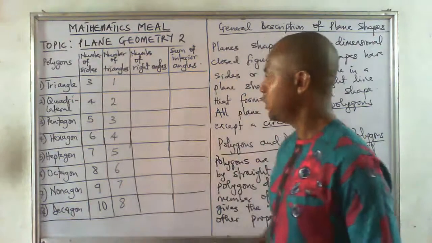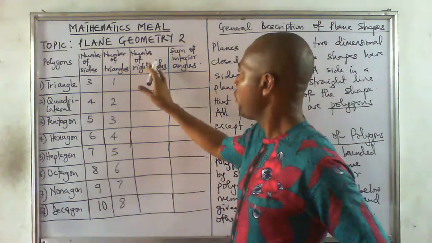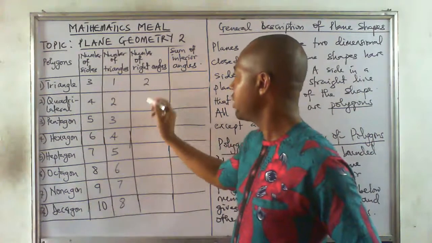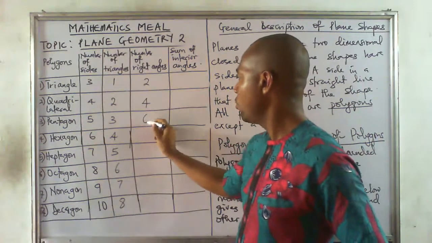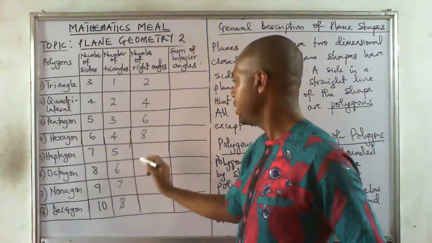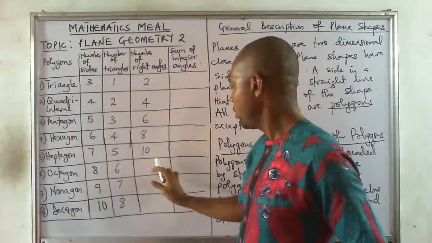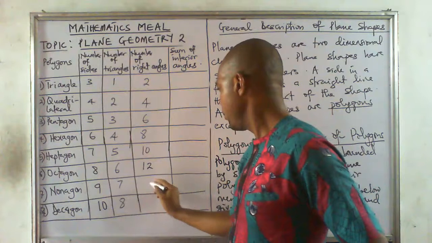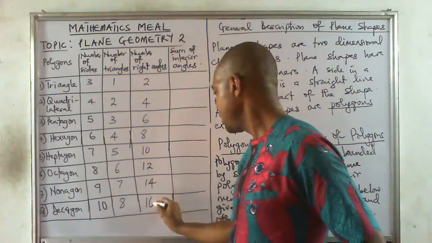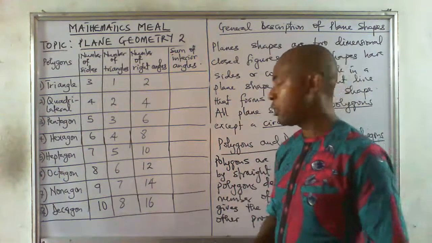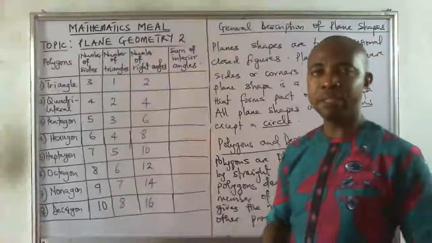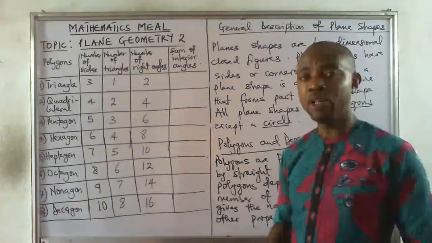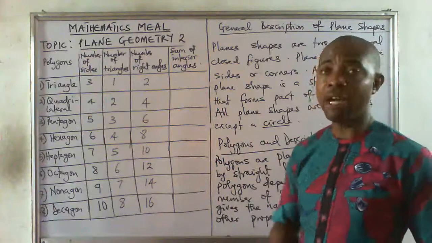Now let's look at this one now. The number of right angles. Now you know that a right angle is 90 degrees. So we have 2 right angles here. We have 4 here. We have 6 here. We have 8 here. We have 10 here. We have 12 here. We have 14 here. And we have 16 right angles here. Somebody is still thinking, how are we arriving at all this? Don't worry. You will soon know how we arrive at all this.